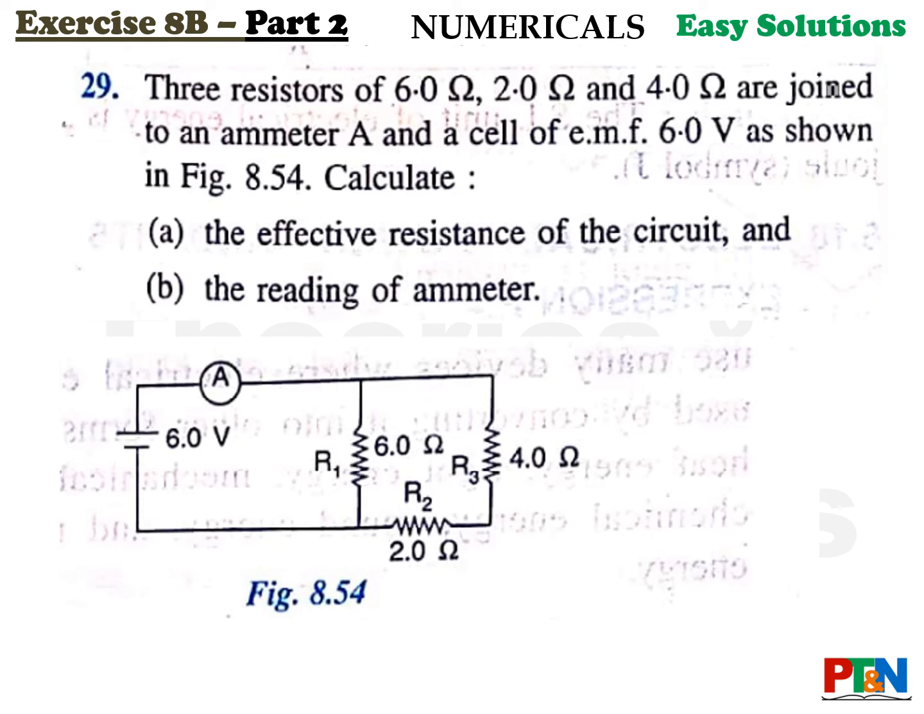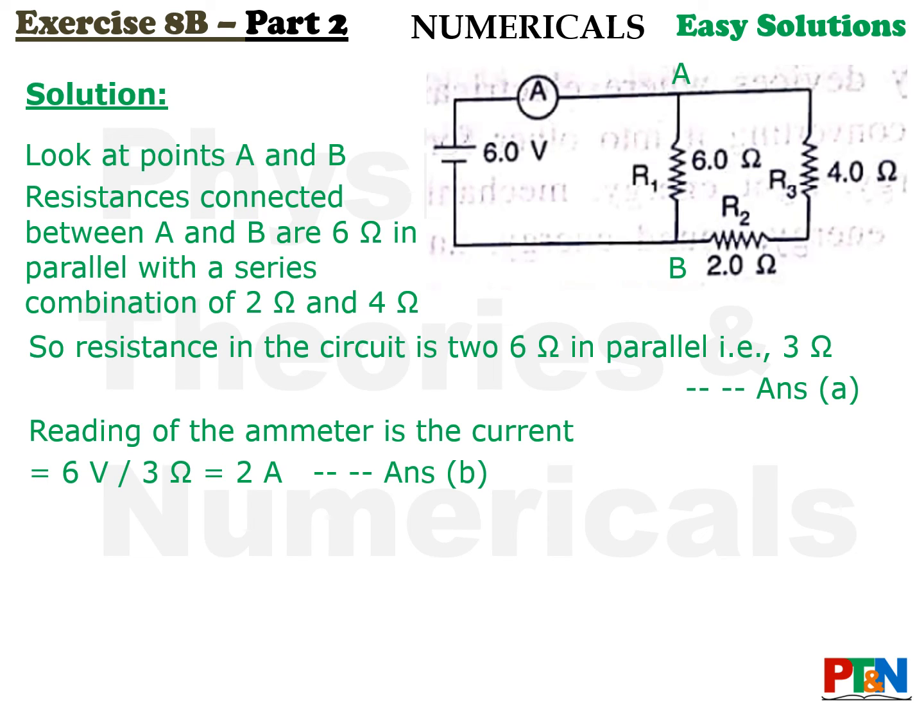Next one. Three resistors, 6 ohm, 2 ohm and 4 ohm are joined to an ammeter A and cell of EMF 6 volt as shown. Calculate the effective resistance of the circuit and reading of the ammeter. Again, an easy one. Solution.